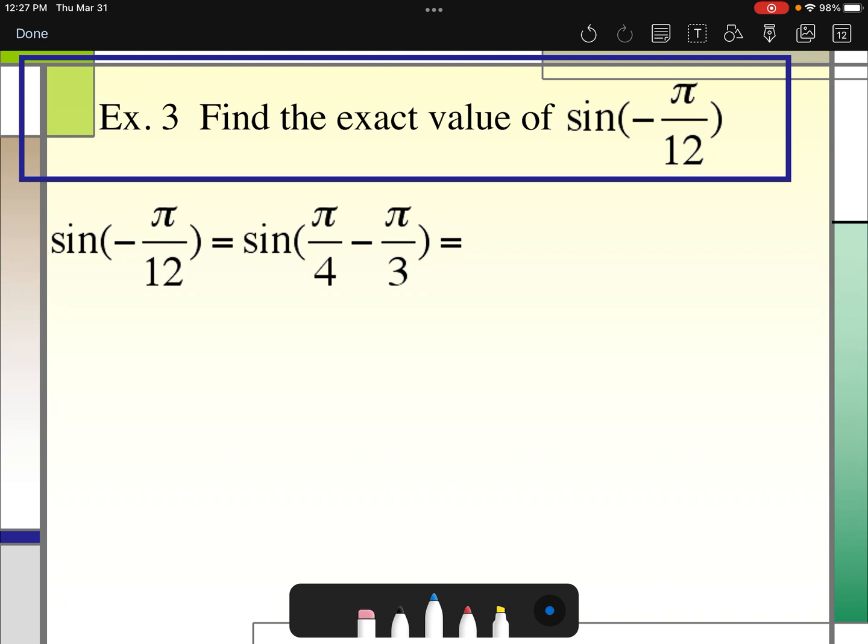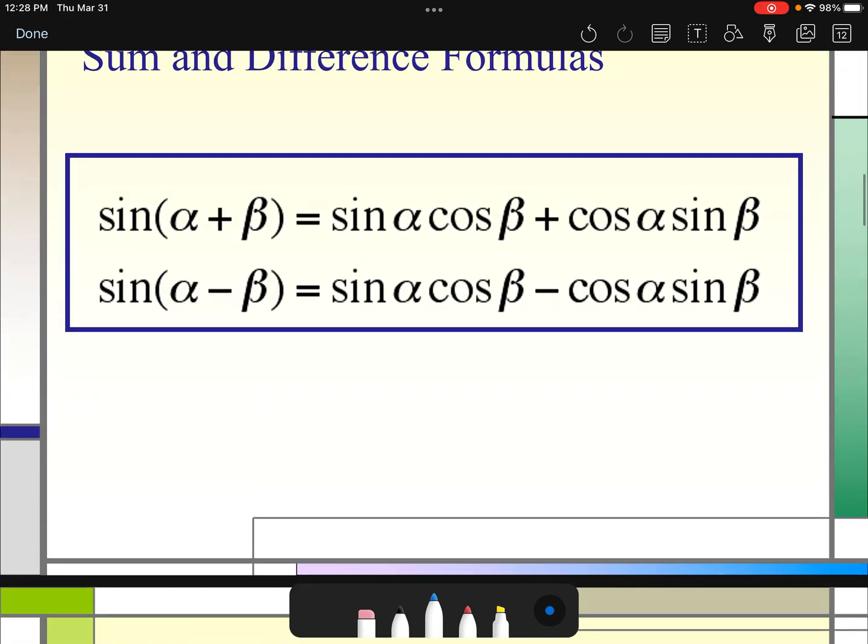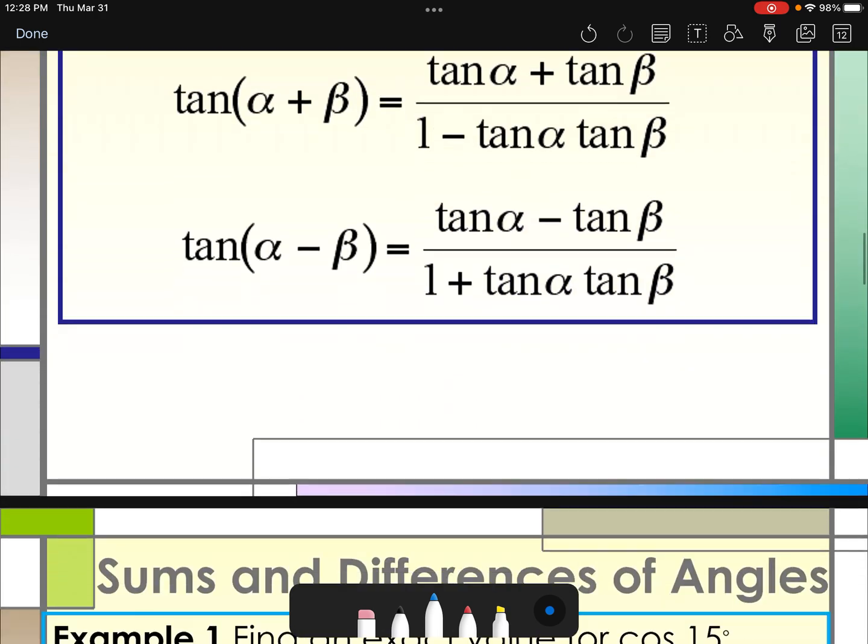Okay, find the exact value of sine of negative pi over 12. Okay, well, what if we took pi over 4 minus pi over 3, which is 45 minus 60. That's negative 15, which is what pi over 12 is. A lot of people like putting this in degrees because the math is just simpler. You don't have to worry about fractions. Okay, so this would be sine 45 minus 60. So we're going to go with the sine formula, and it's a minus, so it's this one.